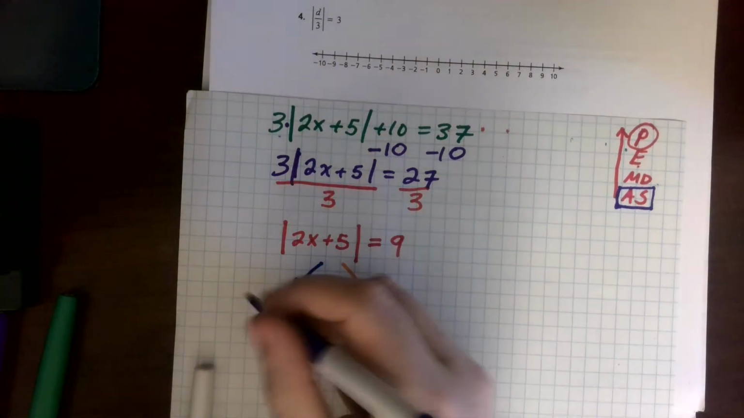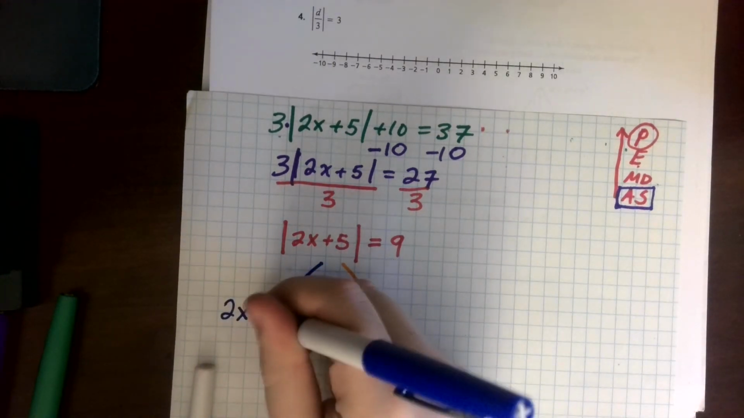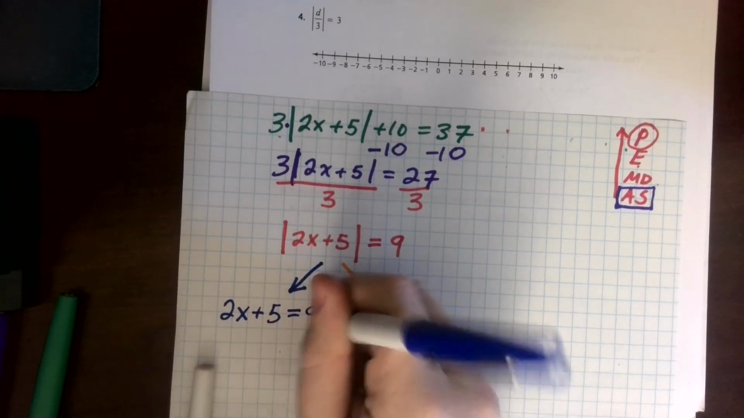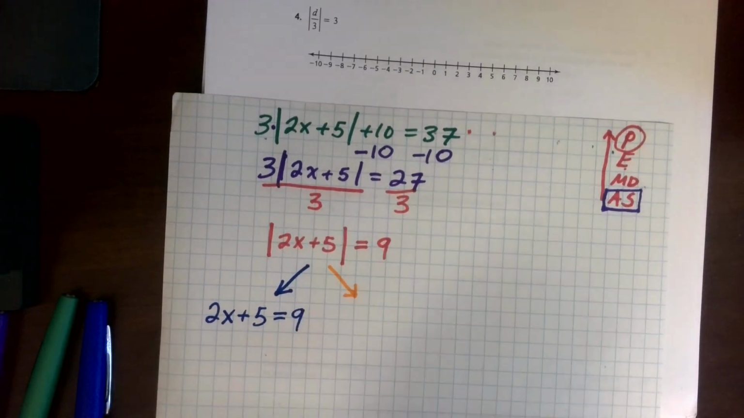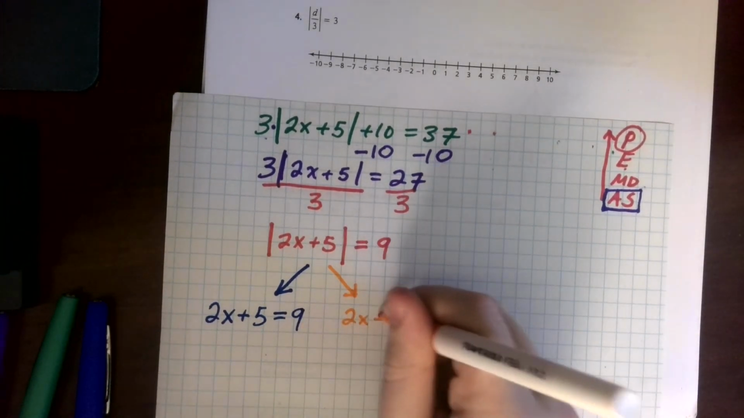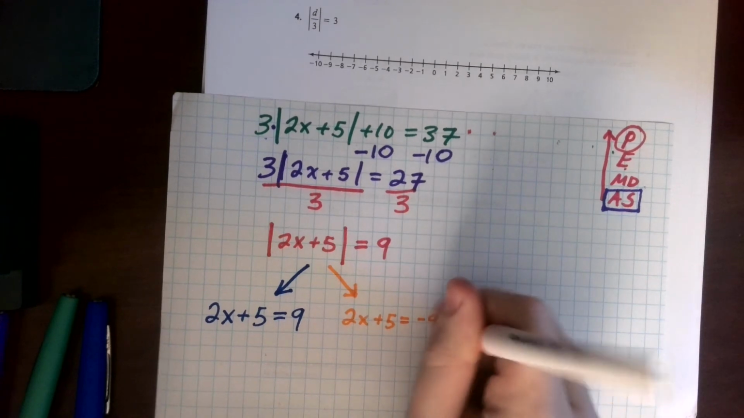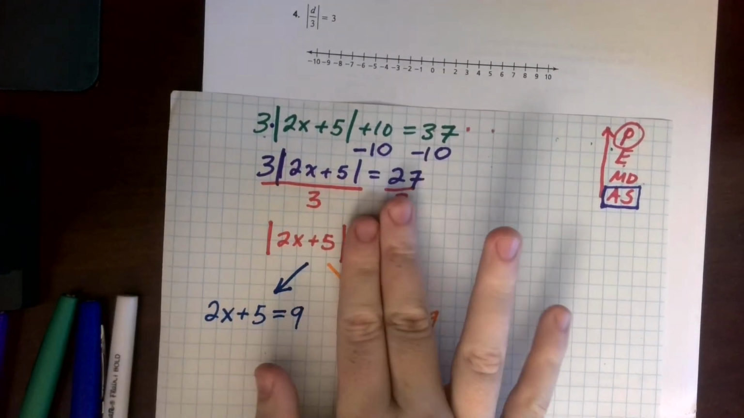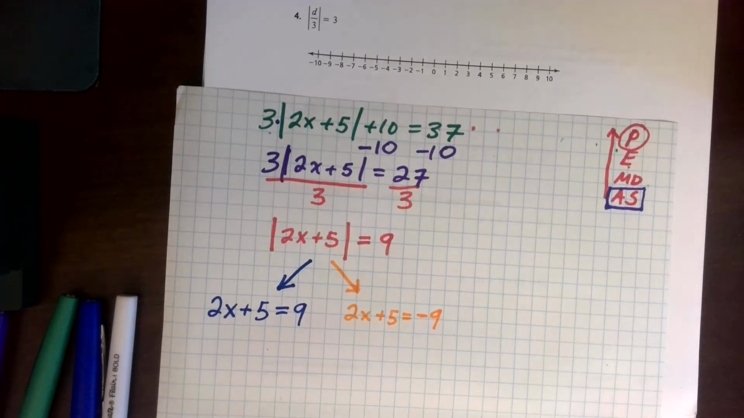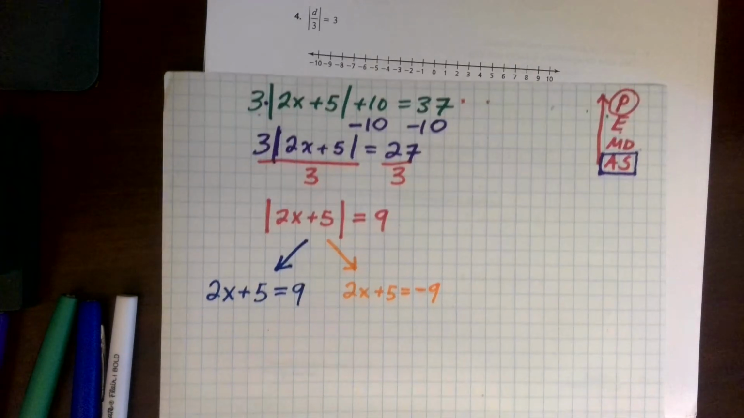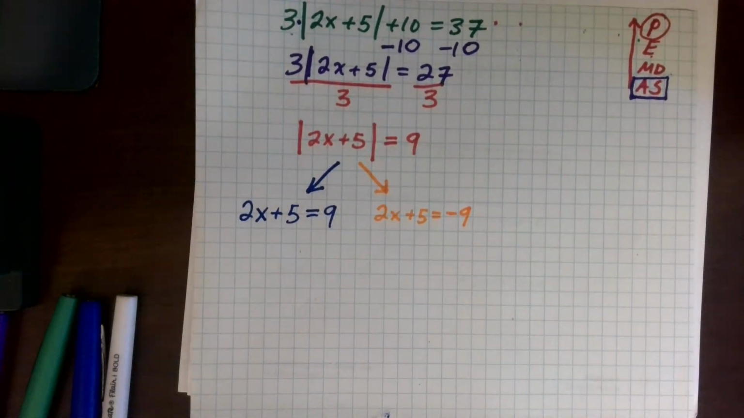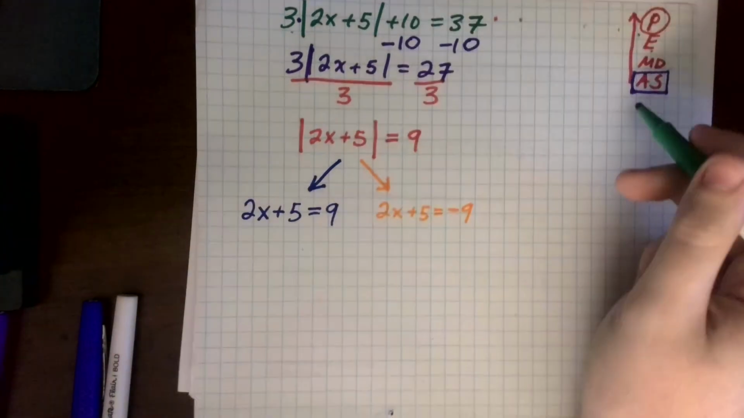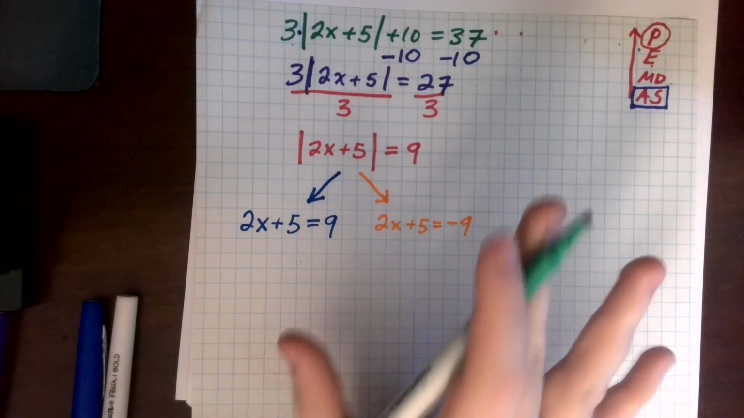So we can set up those 2 variations. 2x plus 5 equals 9 is one of the things we're trying to find, because we want 2x plus 5 to equal 9. Or 2x plus 5 equals negative 9. Because again, the absolute value of negative 9 is still 9. These are our 2 versions. So now we solve these like we solve any multi-step equation. We do reverse PEMDAS again. I know, it's a long process.